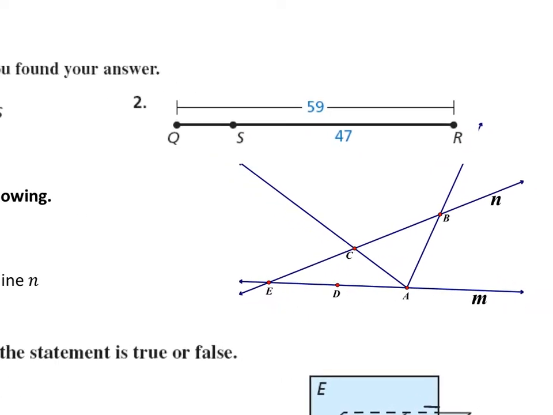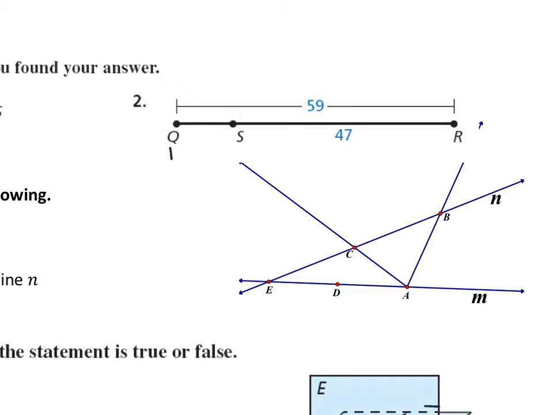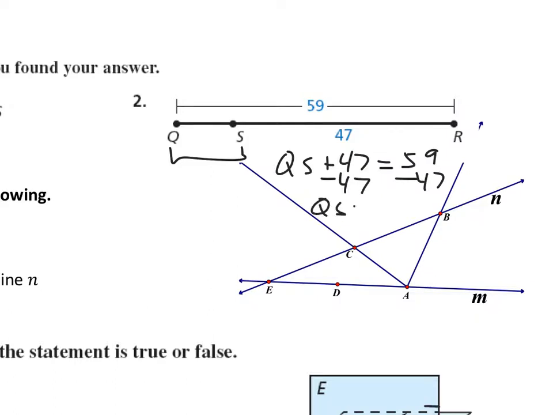Next, we have two parts. Again, we've got QS, which is the part we don't know, and the 47. So QS, whatever that is, plus 47 has to equal the whole, 59. Now we've got a simple equation. Just subtract 47, and we know that QS is 12. All right.